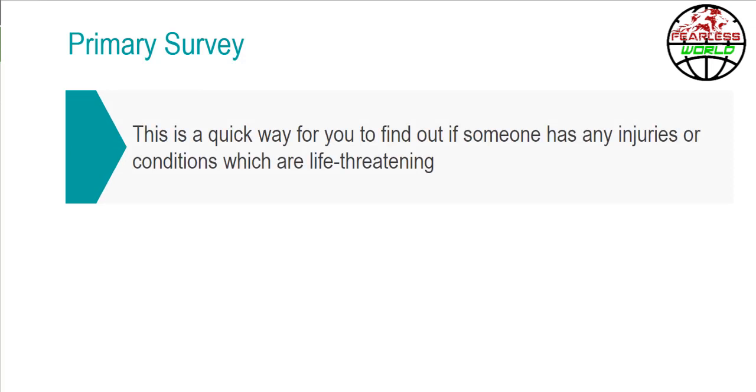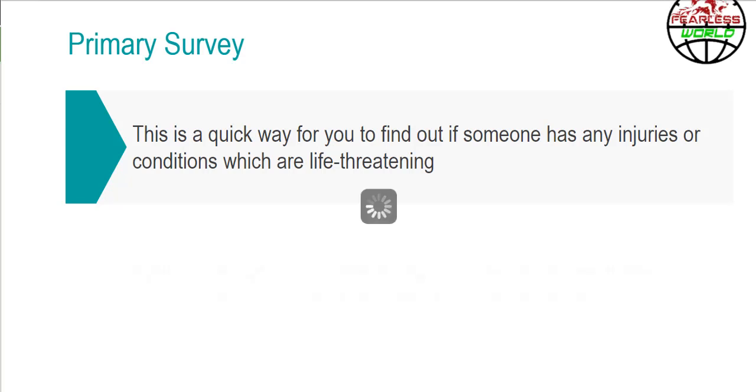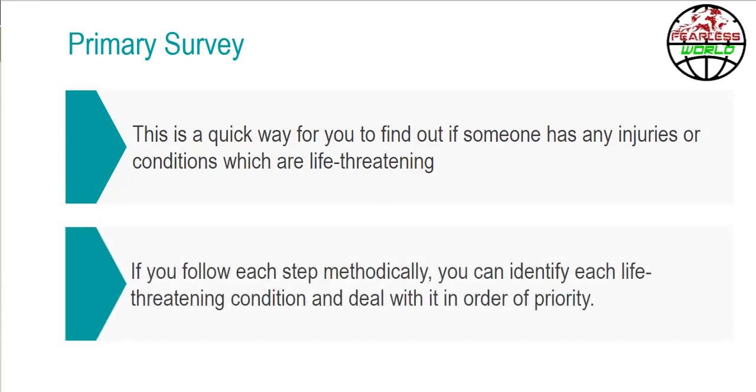Primary survey. This is a quick way to determine if someone has any injuries or conditions which are life-threatening. If you follow each of the steps methodically, you can identify each life-threatening condition and deal with it in order of priority.